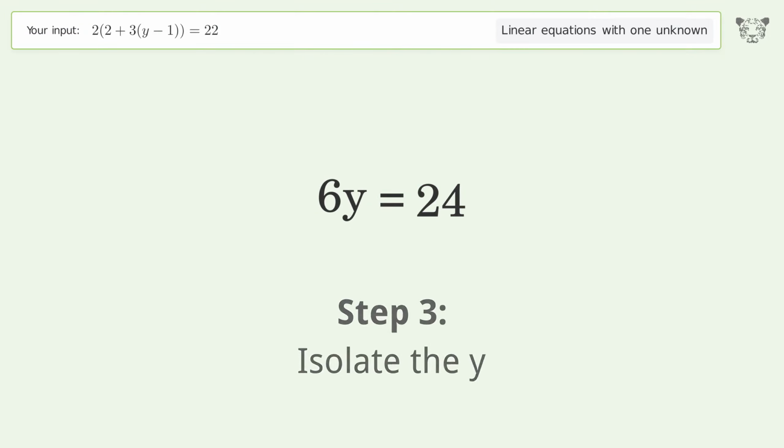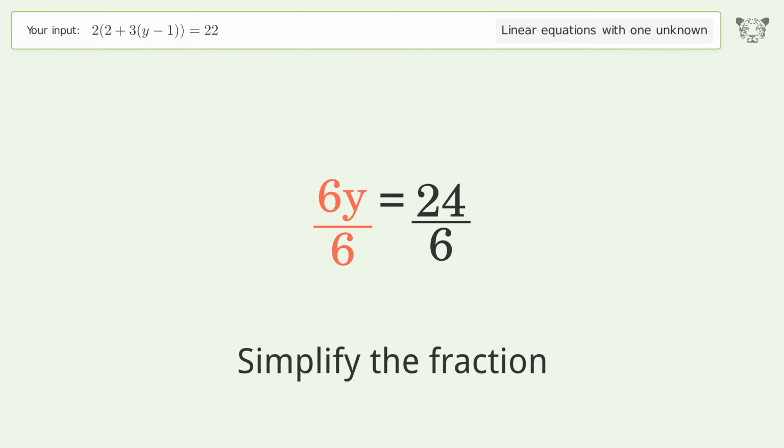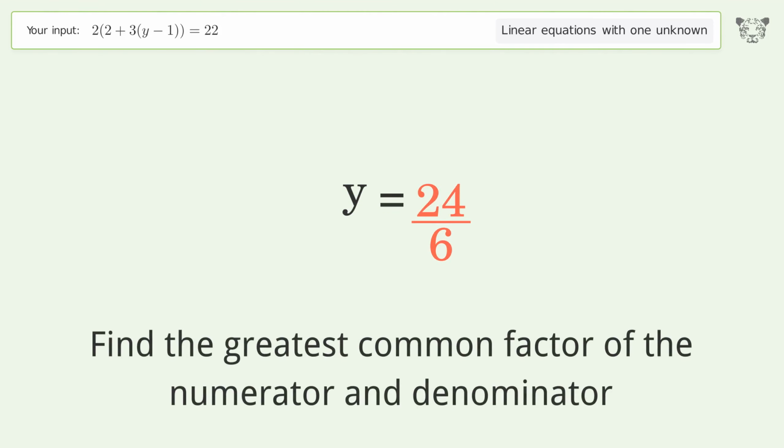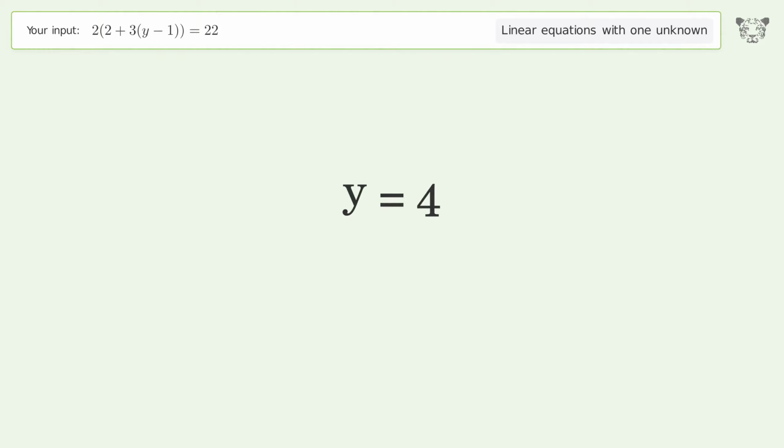Isolate the y. Divide both sides by 6. Simplify the fraction. Find the greatest common factor of the numerator and denominator. Factor out and cancel the greatest common factor. And so the final result is y=4.